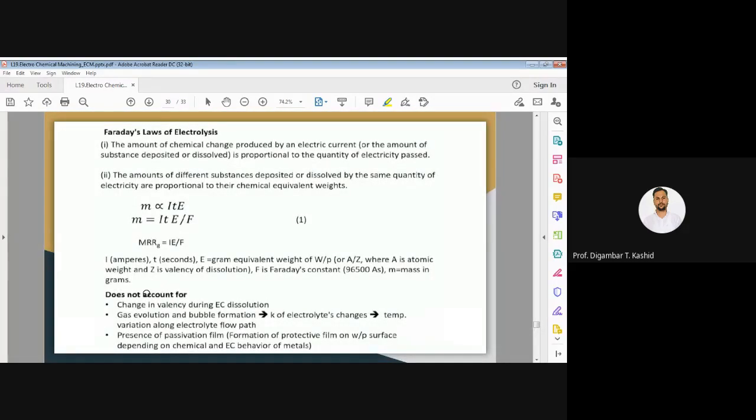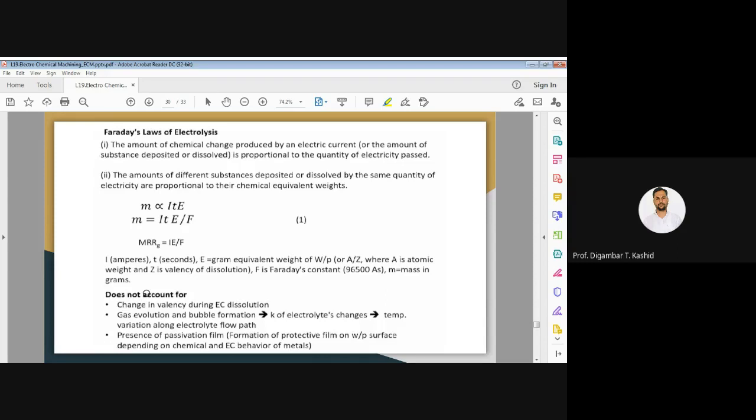Now, as we know, our electrochemical machining process works on Faraday's law of electrolysis. So you should know what Faraday's law of electrolysis is. Here I have written that the amount of metal removed from the workpiece depends on the quantity of current flowing through the workpiece.